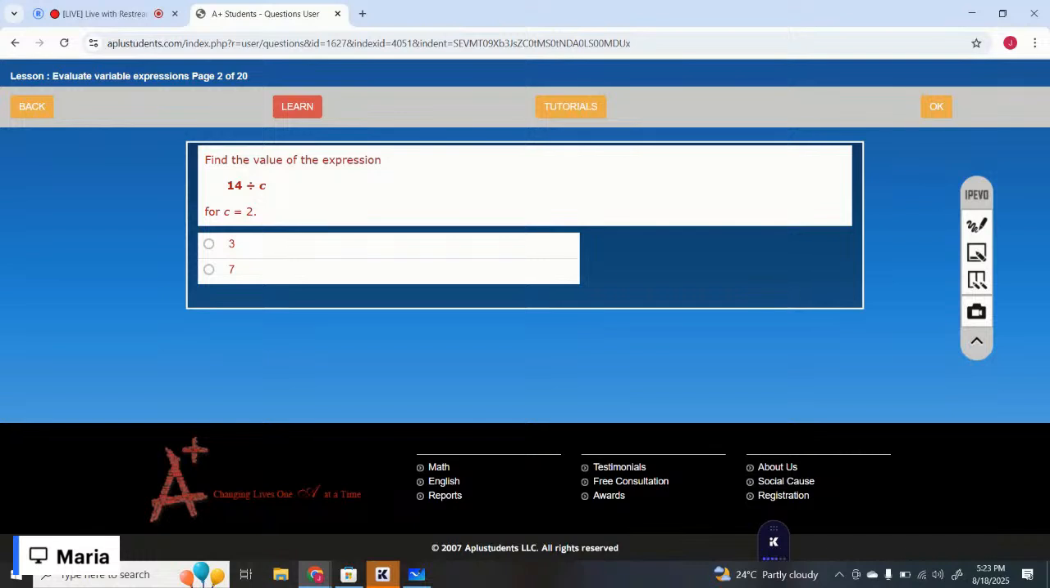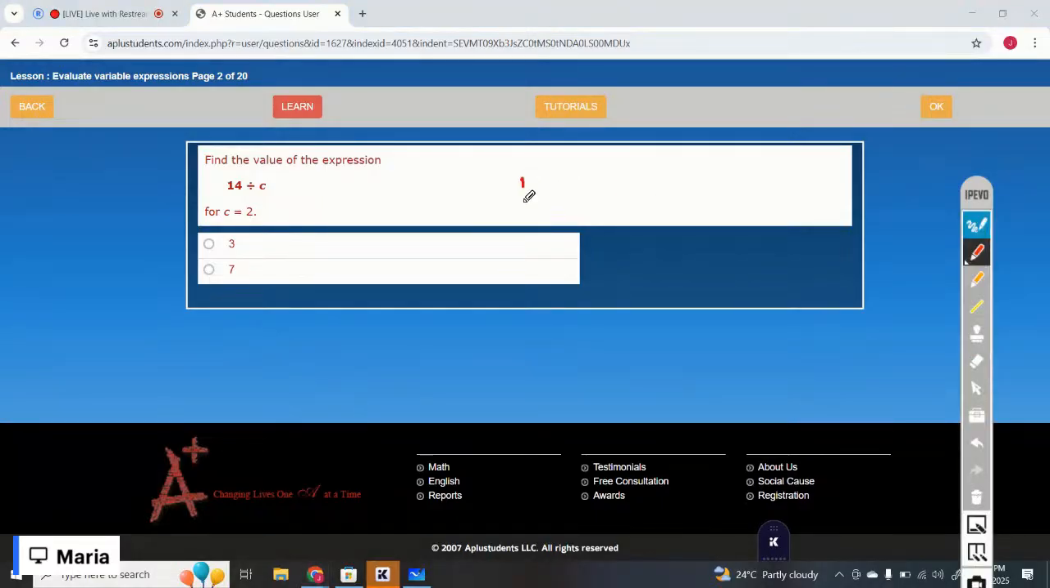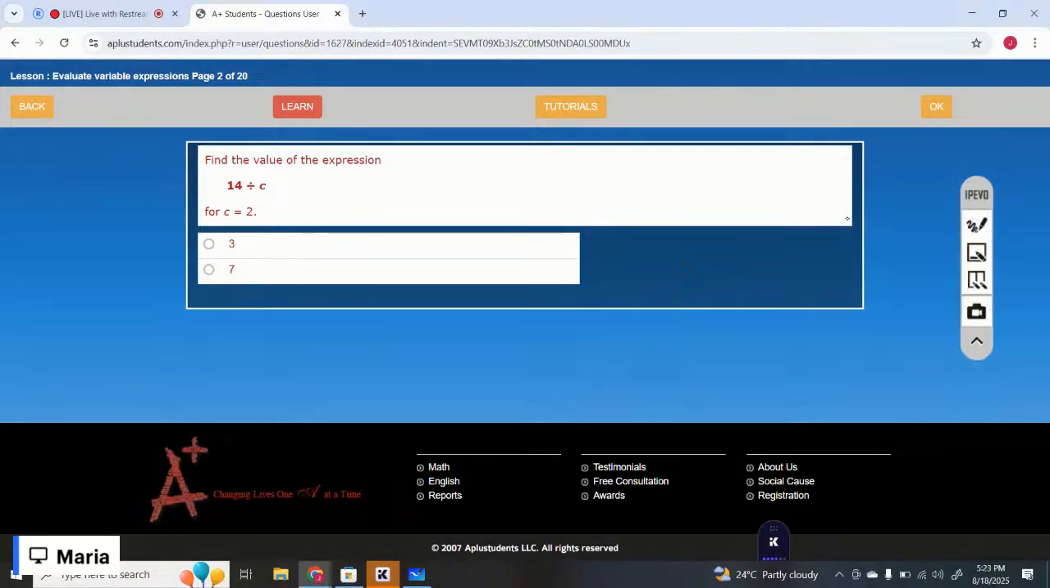Find the value of the expression 14 divided by c. That is 14 divided by 2. That is 7. Option number 2 is the correct option. That is 7.